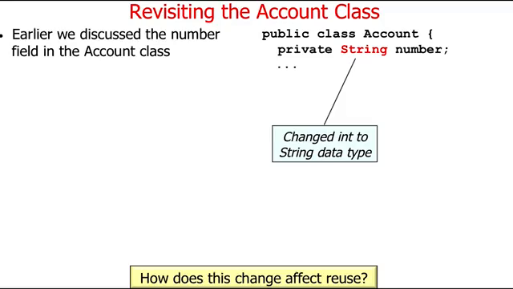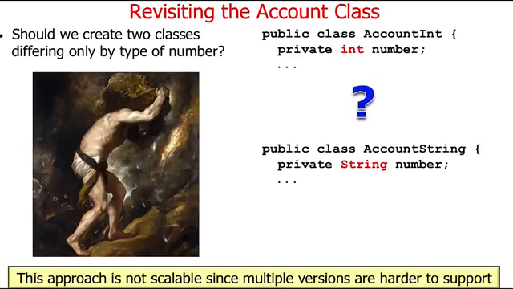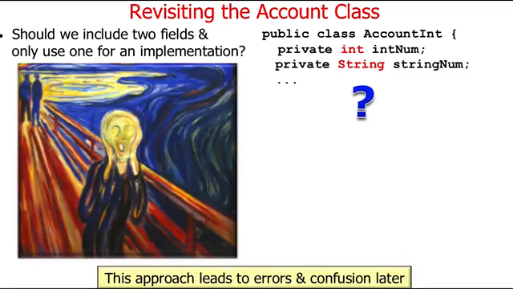Suppose the string account number was suitable for some uses, whereas the int account number was better for others. Should we create two different classes, one of each implementation of the number field? This approach isn't scalable, since multiple versions of the same class are harder to maintain and evolve over time. Moreover, the rest of the account class works just fine for both types of projects. What about including two fields in the class, int num and string num, and only use the one needed for any particular implementation? That approach is also a bad idea and will lead to errors and confusion later down the road.